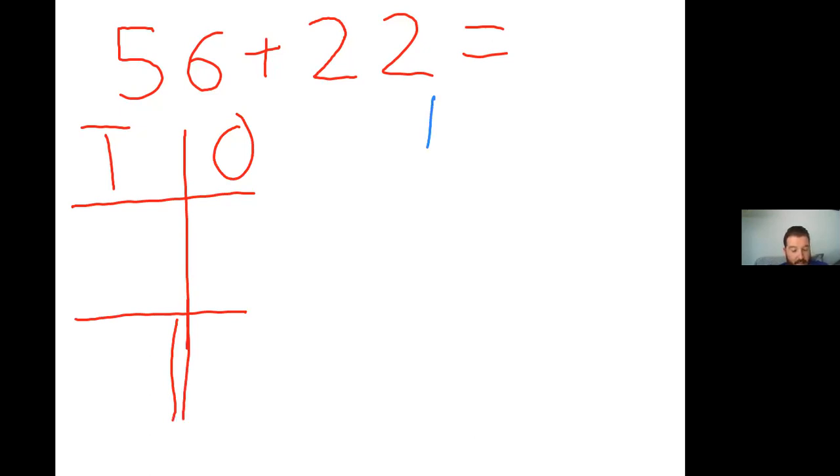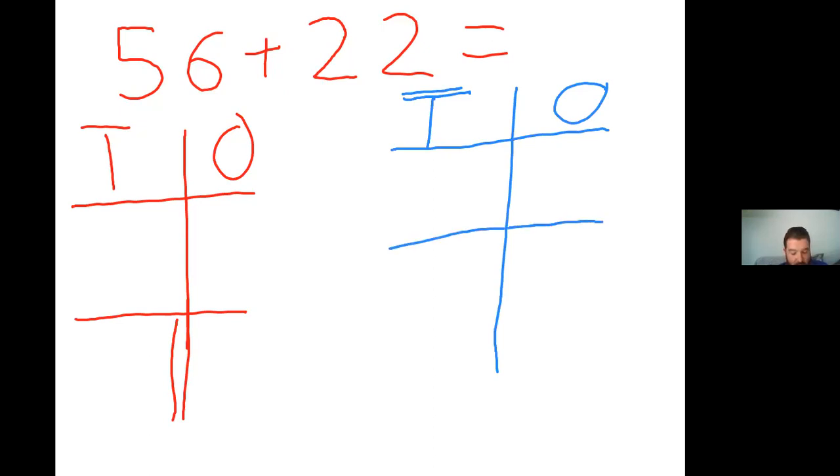You can see I've switched the colours here. It doesn't mean anything. It just means that I've forgotten what colour I used. So sorry about that. So that's for your first number. That's for your second number. And that part at the bottom is for your answer. Okay, pause the video and see if you can work out what 56 add 22 is.